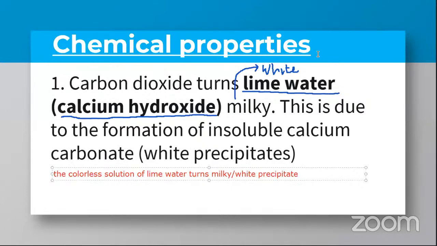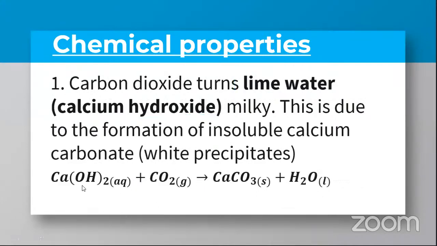So this is the observation, that is what I wanted to first emphasize. Then from there, we can look at the equation. So this is our equation. This is the colorless solution, which is calcium hydroxide reacting with carbon dioxide. And this is now the one we call the white precipitate.